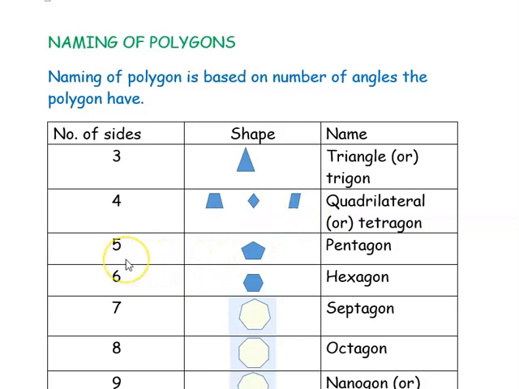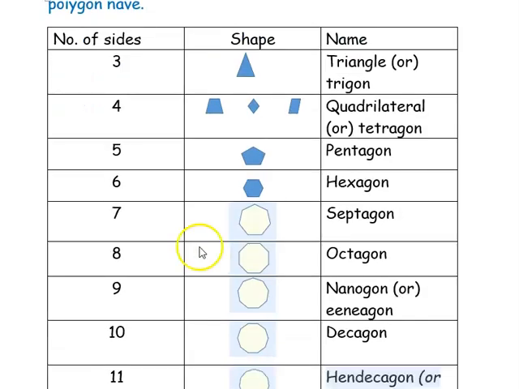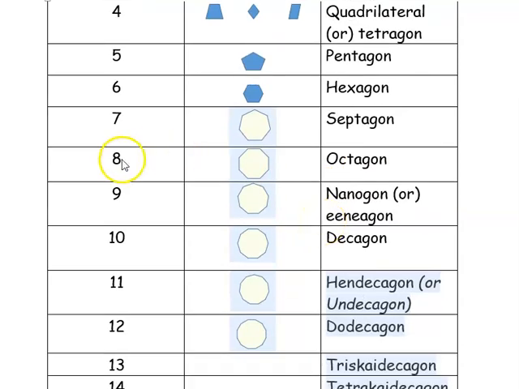It's a 4-sided figure and it also has 4 angles. Next, if it's a 5-sided figure, then it will have 5 angles, so you call that figure a pentagon. If it is a 6-sided figure, it has 6 angles, and you will call that figure a hexagon. If it is a 7-sided figure, it will have 7 angles, and you will call that a septagon. If it's an 8-sided figure, it will have 8 angles, and you will call it an octagon.